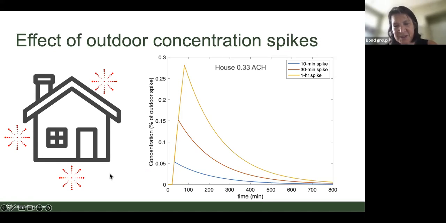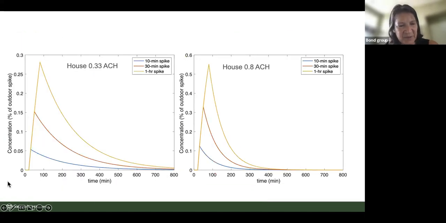And the next 2 things I'm going to do are compare it with a tighter house and a leakier house. So the figure I just showed you is over on the left, and now there's a house at 0.8 air changes per hour. So it's a leakier house over on the right. You can see, comparing the concentration axes, the leakier house gets more in it because it's drawing in air faster, but then it also clears out faster. So people are exposed to higher concentrations that persist for a shorter period of time.